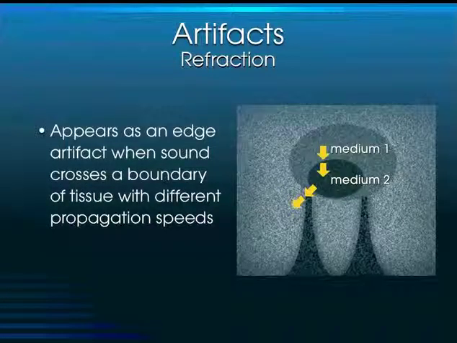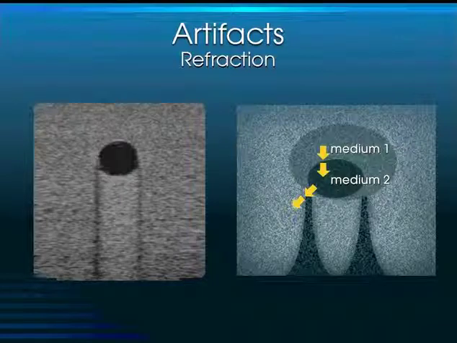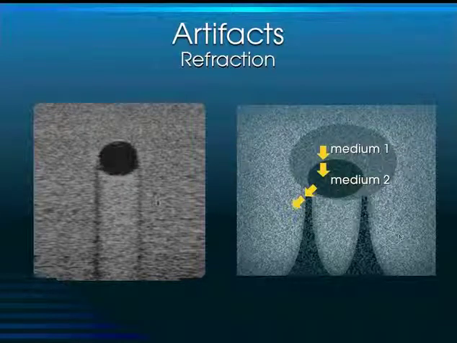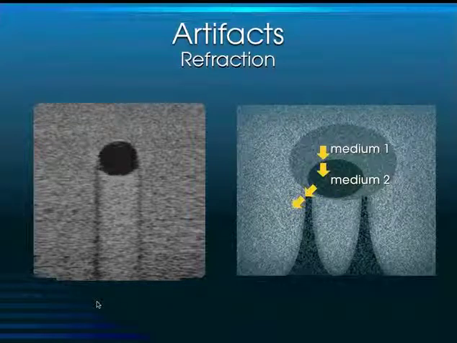Refraction is another type of artifact. When the sound is going through two different mediums, it gets redirected or refracted, and then what happens is you have a shadow that exists down the edges of that second medium. This is not unlike the bending of a pencil in a glass of water as seen with Snell's law. And so we have medium 1, medium 2, the sound changes speed, and as it does so, it gets redirected or refracted, and we get these lateral shadows that come down on the edges of the different medium.